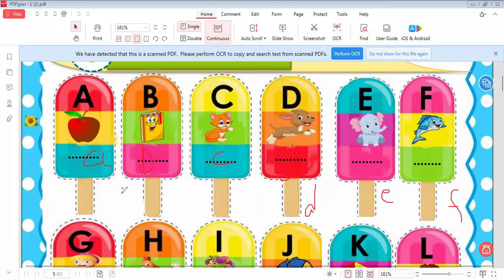Here is capital A and small a. Capital B and small b. Capital C and small c, capital D and small d, capital E and small e, and capital F and small f. I leave the rest of this question for you to do by yourself. Okay.